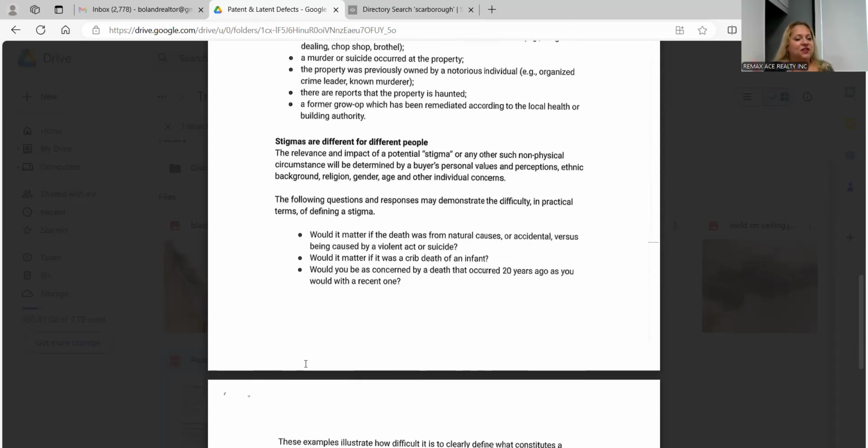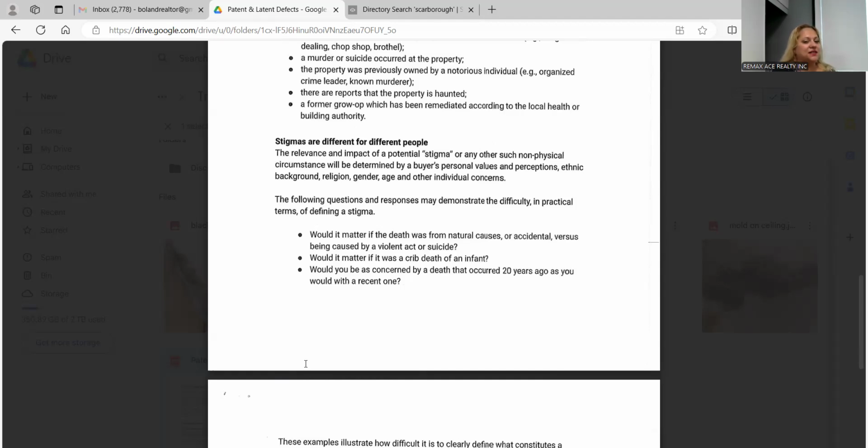Okay. So then we were talking about stigmas. Are they different for different people? The relevance and impact of a potential stigma or any other such non-physical circumstance will be determined by a buyer's personal values and perceptions. So just because you think it doesn't matter, you know what I mean? That happened 25 years ago. Who cares? There was a death in the house 25 years ago. Going forward, you can't make that decision for the buyer, right?